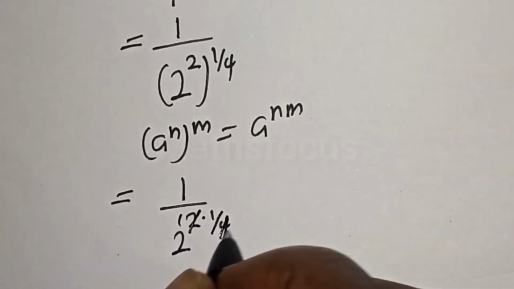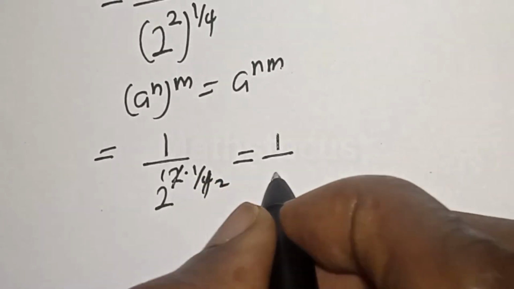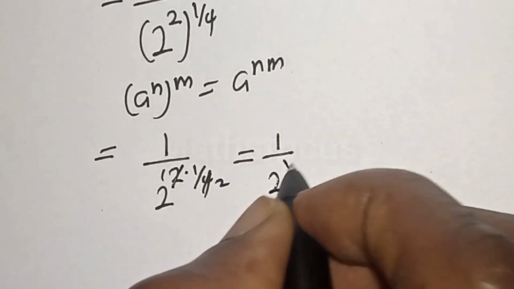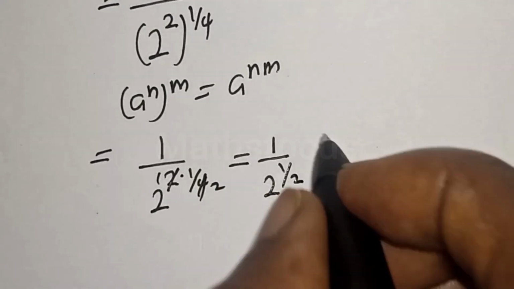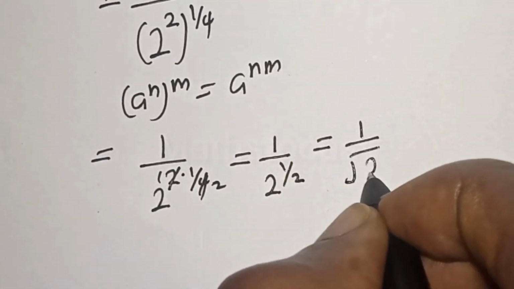2 here 1, 2 here 2. Then this is equal to 1 over 2 raised to power 1 over 2. Then this is equal to 1 over square root of 2.